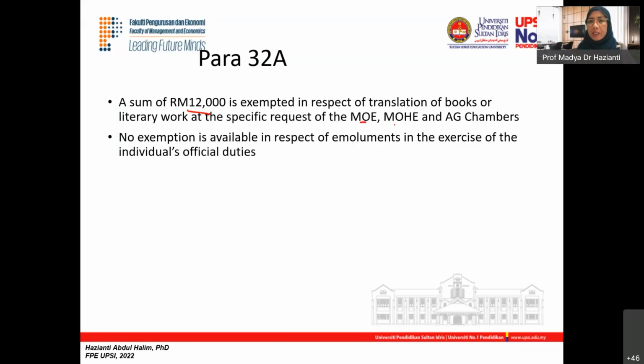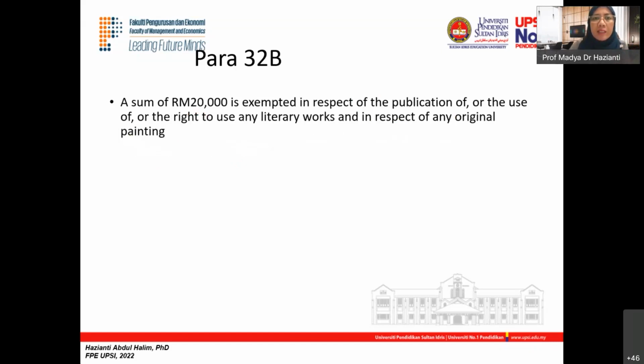Tapi dengan syarat kena macam ni lah. Dia bukan suka-suka lah to get this 12,000 exemption. Ini if the government ask me, but if I sendiri tulis buku or translate buku sendiri, ada parties yang minta buat, I have 20,000, so 20,000 tu tak ada exemption. The special case lah, if the government request, then you will get tax deduction. But kalau bukan requested by the government, I still get paid 20,000 contohnya, I have to pay tax all based on that all 20,000, tak ada exemption.